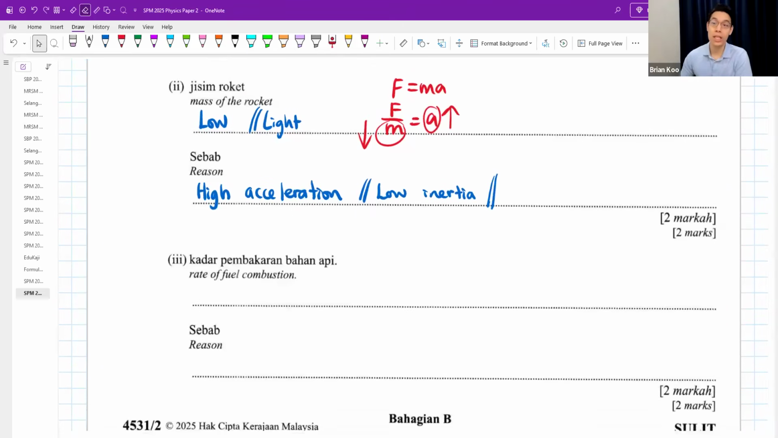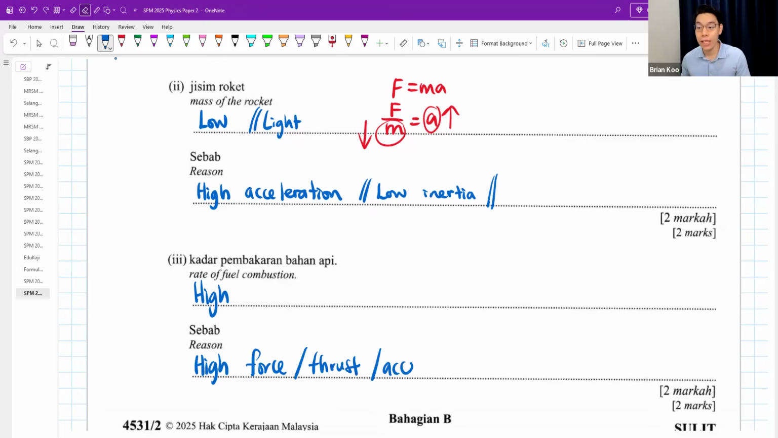Rate of fuel combustion is high. When you burn more fuel, you produce more force, more thrust. Produce high force, high thrust, high acceleration, high energy, large momentum also.